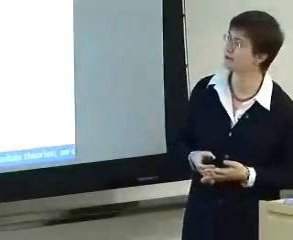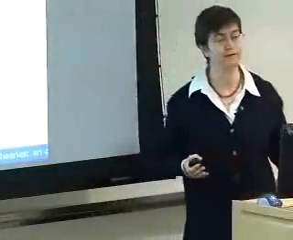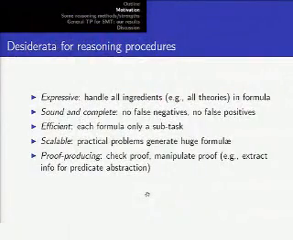So, what do we want these reasoning procedures to be like? We would like them to be expressive, so that they handle all ingredients, for instance, all the theories that appear in the formula. We would like them to be sound and complete, so that they give no false negatives, saying there is no bug, not because really there is no bug, but because the proof is wrong, and no false positives. They say, yes, there is a bug, but that's not true. It's because the system could not find the proof that there is none.